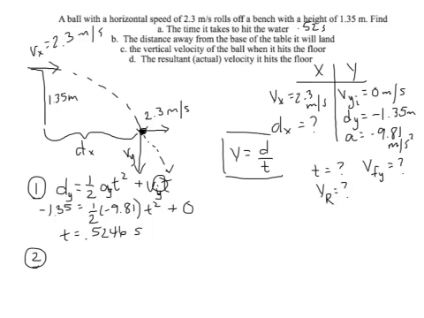So the only equation I can use is the one without acceleration. I know my velocity is 2.3. I know my time from the previous part is 0.5246, and I can solve for displacement in x. When I get that number, it is 1.206 meters. And at any point in this video, you can pause and try to calculate it on your own and see. The third question is the vertical velocity in the y direction.